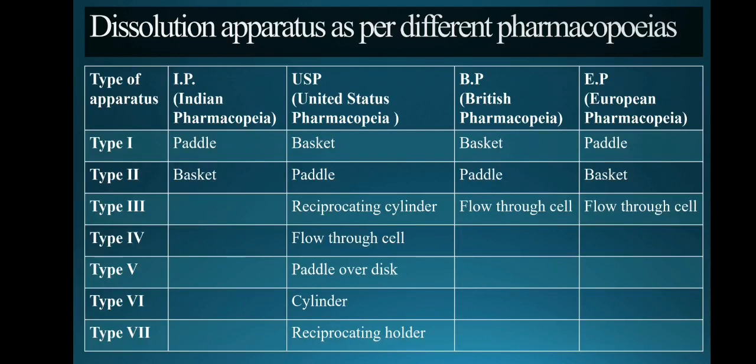Now we move forward to the dissolution apparatus, which is classified as per different pharmacopoeias. As per Indian Pharmacopoeia, we have two apparatus, which are paddle and basket. As per United States Pharmacopoeia, it includes seven types of apparatus, which are basket, paddle, reciprocating cylinder, flow through cell, paddle over disc, cylinder, and reciprocating holder. As per British Pharmacopoeia, there are three types, which include basket, paddle, and flow through cell. And as per European Pharmacopoeia, it is paddle, basket, and flow through cell.